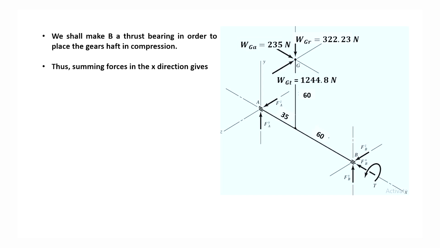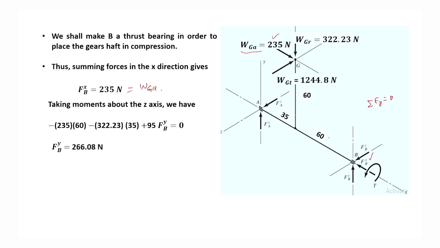We shall make B a thrust bearing. Then if we see this free body diagram, we find that in the direction of x only two forces are acting. The WGA is acting in the x direction and FBX is acting in the x direction. And so, summation of forces in the direction of x equal to 0 makes FBX equal to 235, the WGA. This is WGA.